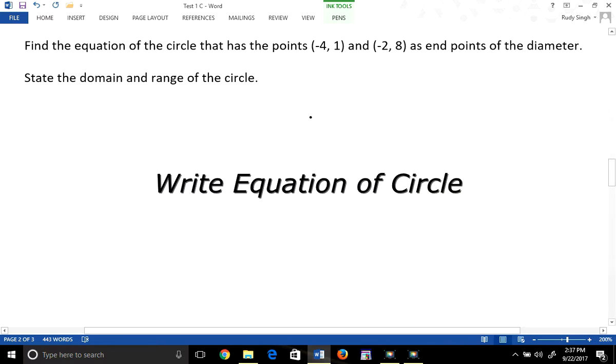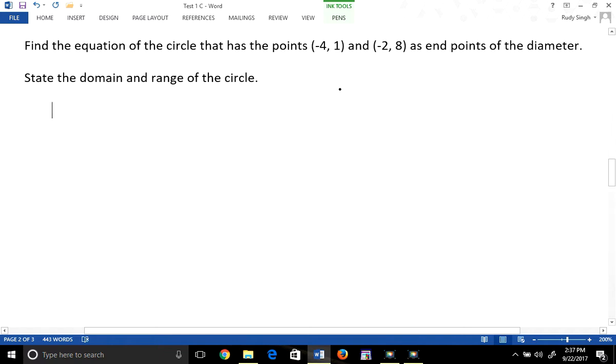So in this problem, we want to find the equation of a circle that has these 2 points as endpoints of the diameter. So we have 2 points, and the idea is if you have one (-4, 1) here, and (-2, 8) up here, let's say, they form a circle. Well, the first thing to recognize is that if they're endpoints of the diameter, the distance between them is the diameter. And so we can find the radius by taking half of that.